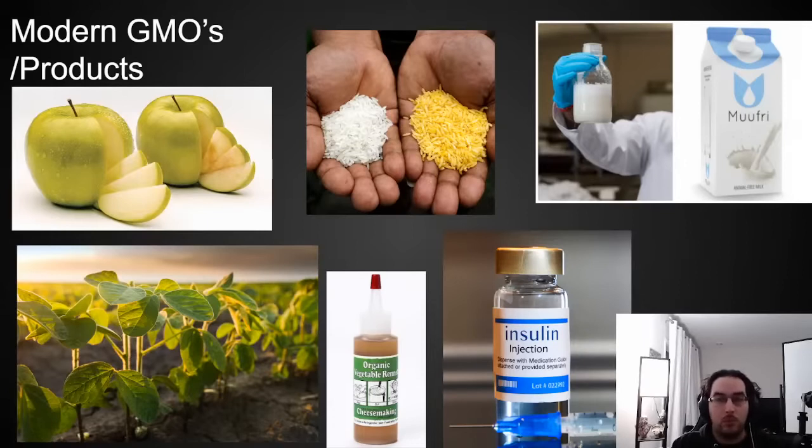So this is where modern genetic engineering really comes in, because you're able to make these very tight, controlled changes to a specific property of the plant or animal or whatever.